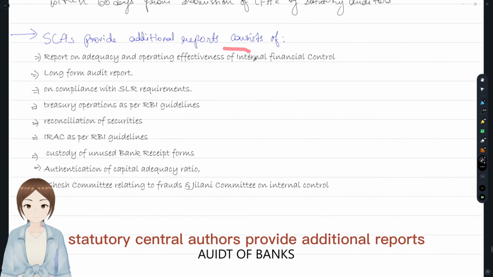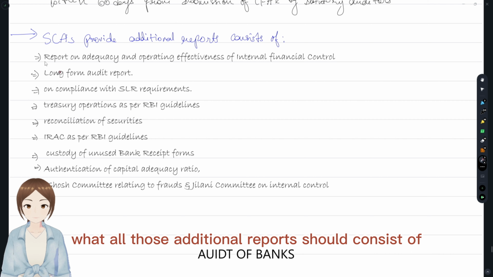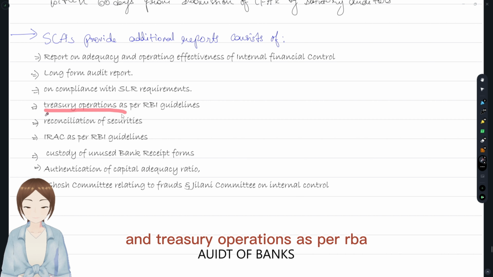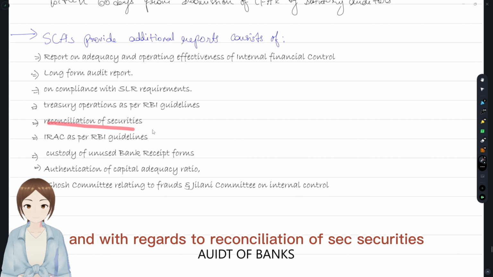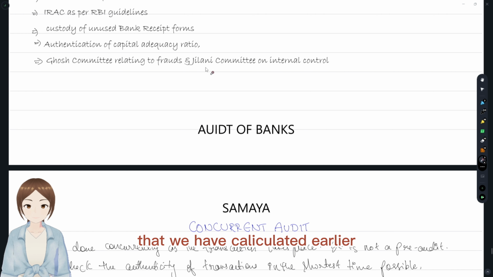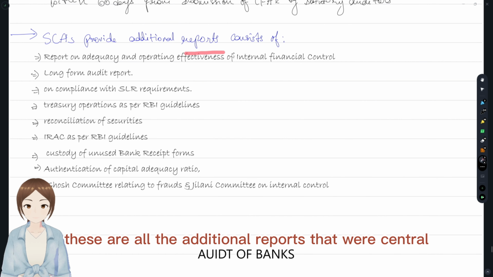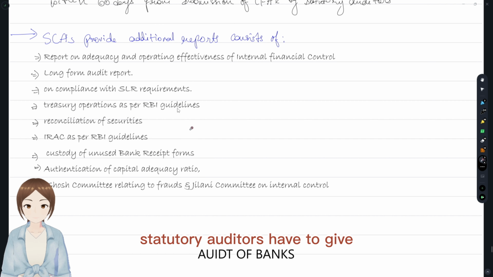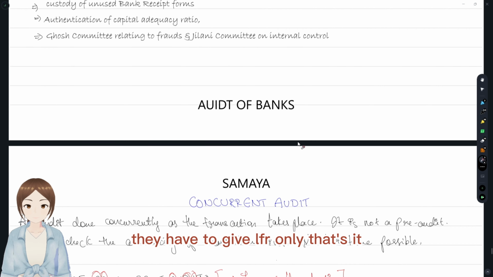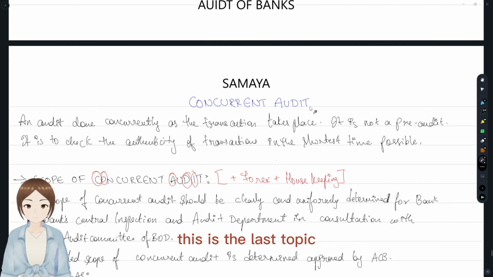Statutory central auditors provide additional reports. What should those additional reports consist of? A report on adequacy and operating effectiveness of internal financial controls and LFAR, compliance of SLR requirements that we have previously seen, treasury operations as per RBI, reconciliation of securities as per RBI guidelines, custody of unused bank receipt forms, authentication of the capital adequacy ratio that we have calculated earlier, the Ghosh Committee relating to frauds, and the Jilani Committee with regards to internal control. These are all the additional reports that central statutory auditors have to give. What do the statutory branch auditors have to give? They have to give LFAR only. That's it.